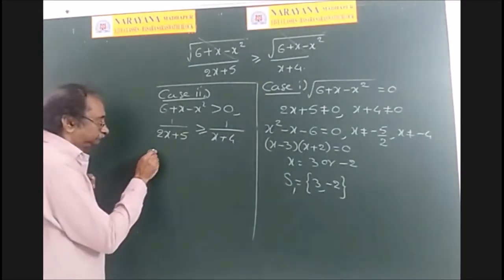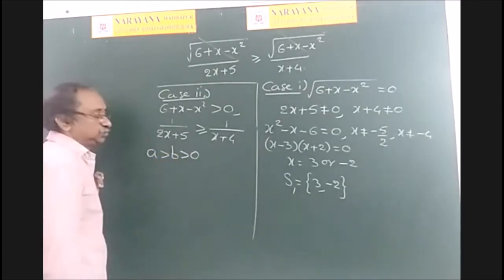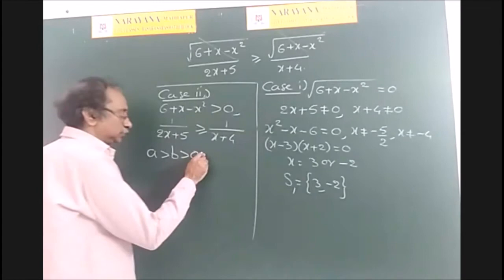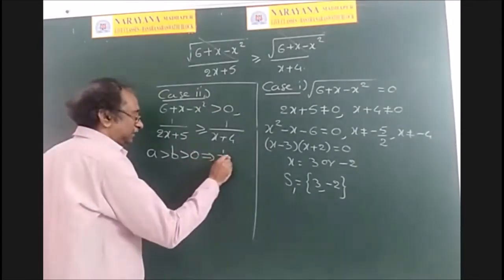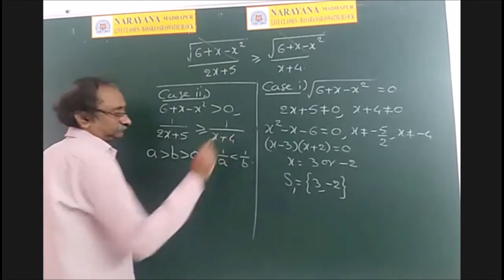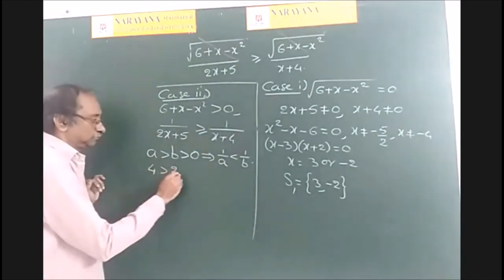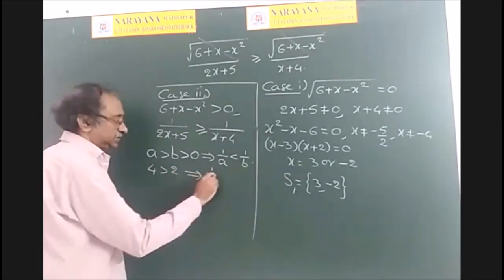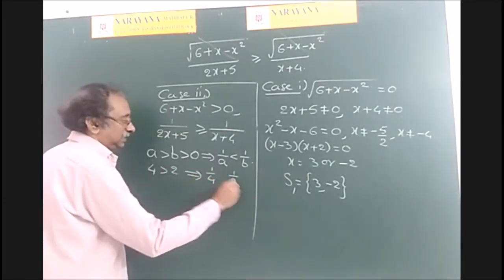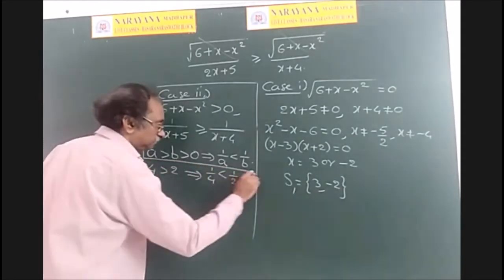Suppose A greater than B greater than 0. When both are positive, then you can reverse them. Greater than becomes less than. Suppose consider 4 greater than 2 and 1 by 4 is clearly less than 1 by 2. So you should remember this.